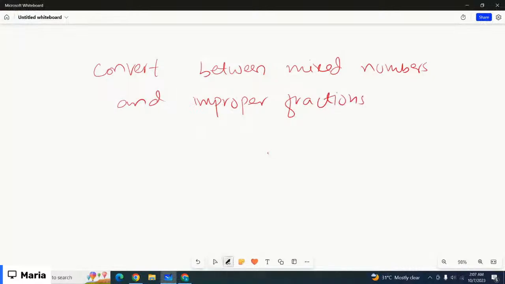Let's start with an example. You are given 8 whole 1 over 2. That is a mixed fraction, because it has the whole portion and the fractional part also. You have to convert the mixed fraction to an improper fraction. So how do you convert a mixed fraction to an improper fraction?